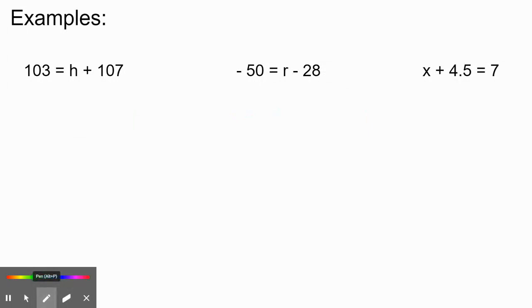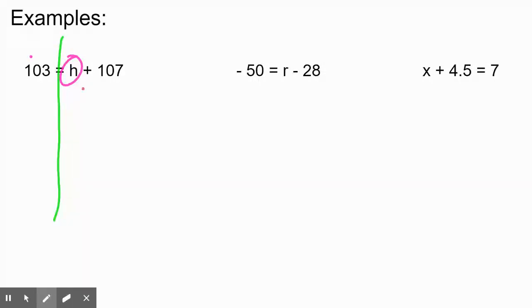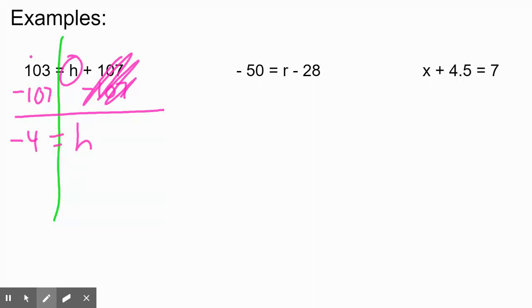All right, so let's take a look at these examples. So if I follow those steps, I see my h, and I'm adding 107, so the opposite would be to subtract. So this cancels out because they're the opposite, so h is just left over. Now I have 103 minus 108. Well, I know this is going to give me a negative because I'm subtracting the smaller number first. So this is going to end up giving me negative 4. All right, the next one.